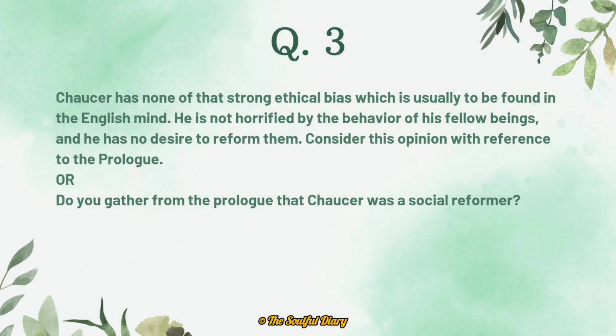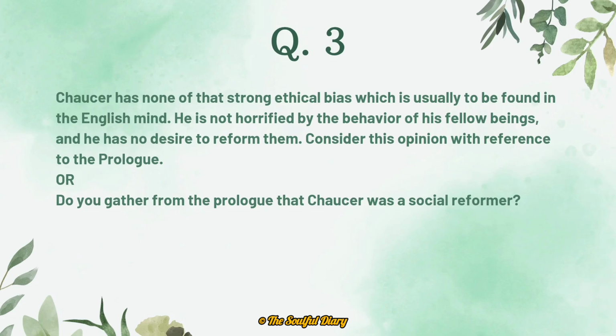चलिए अब थर्ड क्वेश्चन डिस्कस करते हैं. Chaucer has none of that strong ethical bias which is usually to be found in the English mind, or he is not horrified by the behavior of his fellow beings and he has no desire to reform them. Consider this opinion with reference to the prologue. Or do you gather from the prologue that Chaucer was a social reformer?